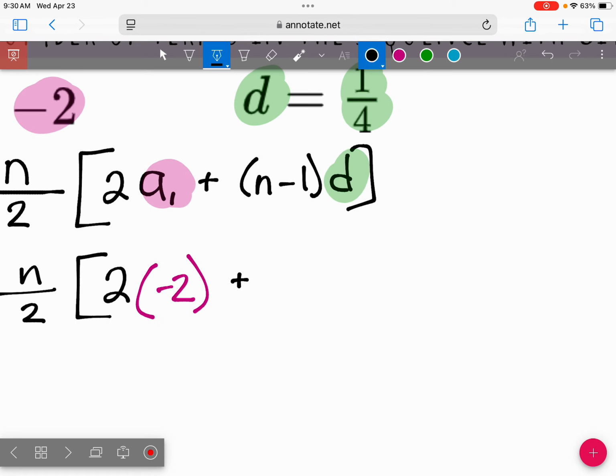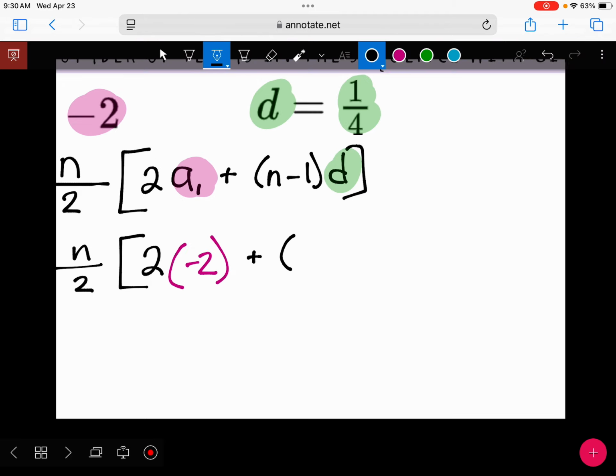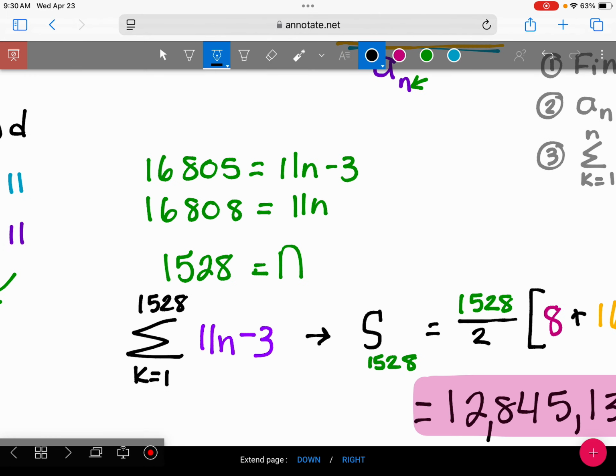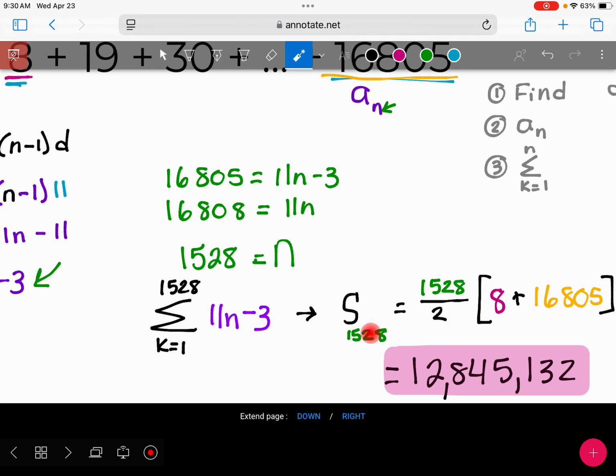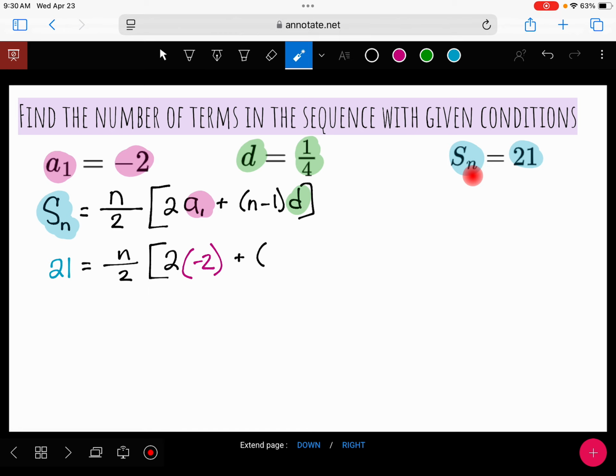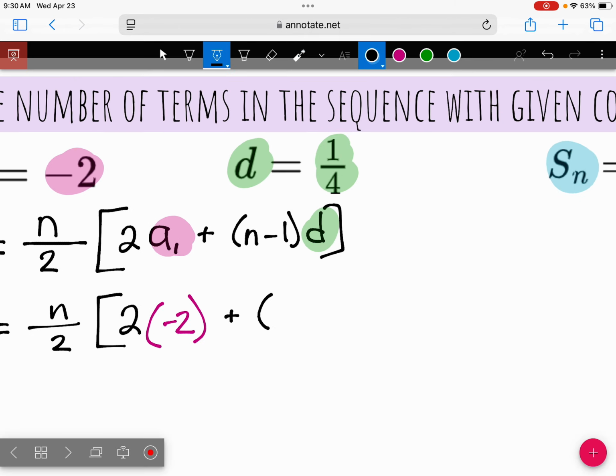Wait, so S sub n is the amount of terms there are? So the n is the number of terms there are. S sub n is the sum of that many terms. So like on this guy, S sub 1,528, because that was how many pieces there were we were adding together. So the little number on the bottom is the how many. It's like our end number up here. So we don't know how many pieces there are, but they all added up to be 21. So we don't know n, but we have our minus 1, and we did know our common difference of 1/4. So this is how we'd fill in the pieces we know.